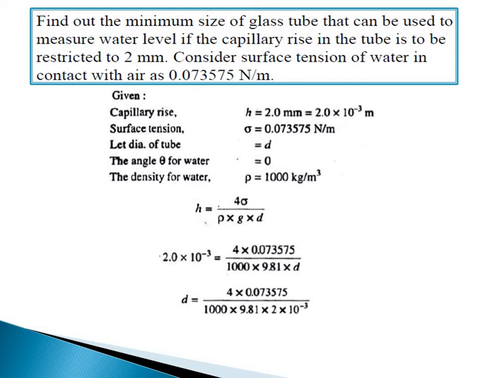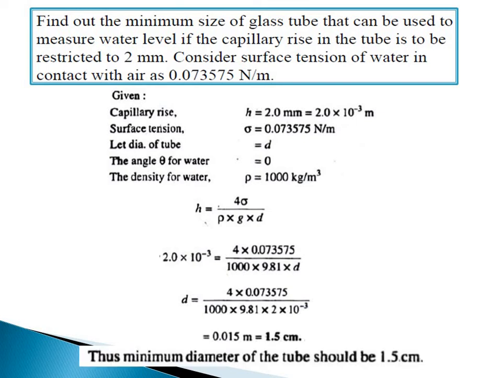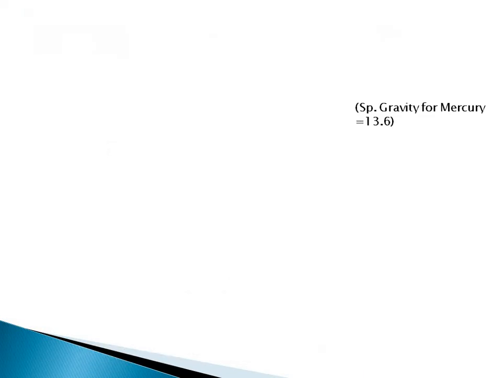So D can be given as D is equals to 4 into 0.073575, that is 4 sigma divided by rho g into H. So rho is 1000, g is 9.81 and H is equals to 2 into 10 to the power minus 3. So from this D can be given as 1.5 centimeter. Thus, the minimum diameter of tube should be 1.5 centimeter.